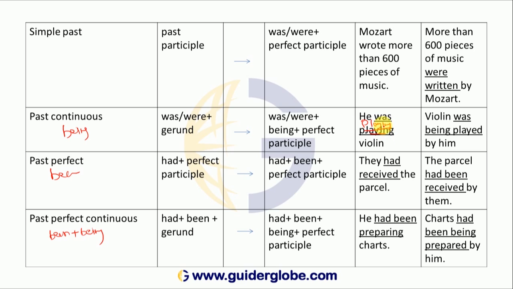He was playing violin. Okay. Now you take the object violin to the beginning of the sentence. Violin, by him. You are done. Before by, play, played, played. So played also you have put. Then violin is singular. So what do I have to do? Continuous is there. So was being played by him. This is the way.